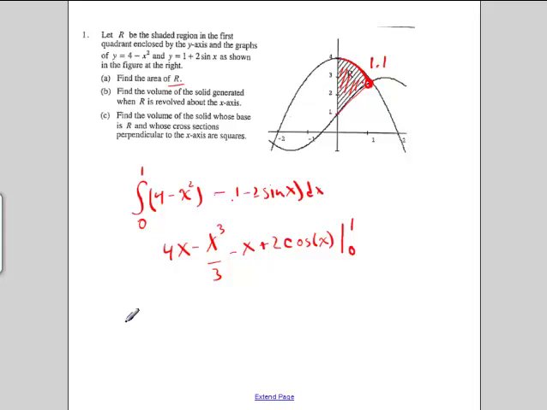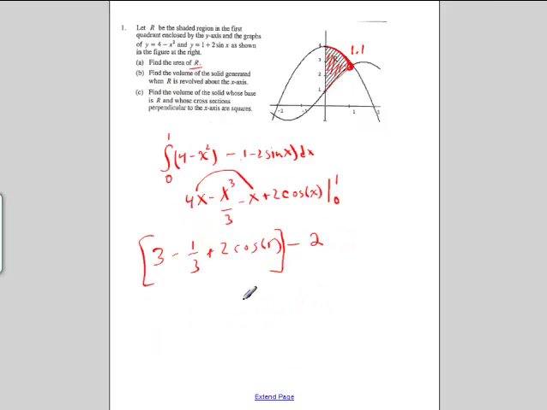And then we just plug in. So we have 3x, or sorry, 3, because I'm putting 1 in. So we have 3 minus a third, putting 1 in, plus 2 cos of 1, minus, and then when I put 0 in, these will all be zeros, but cos of 0 is 1, so minus 2. Simplifying that, I have 2/3 plus 2 cos of 1. And that would be the exact area.